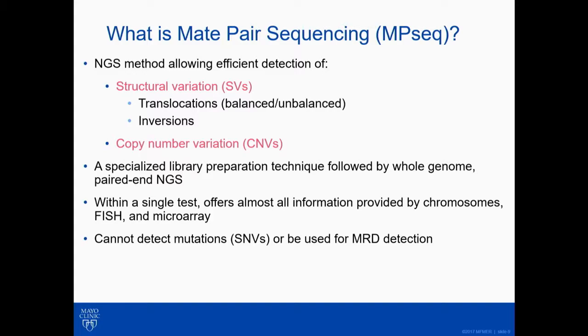So in the next slide, I'll talk about our utilization of a specialized library preparation, followed by whole genome paired-end sequencing. And within a single test of mate pair sequencing, we can identify all abnormalities provided by chromosomes, FISH, and microarray. It is important to note that the limitations are we cannot detect single nucleotide variants, and also it's not useful for MRD detection at this time.